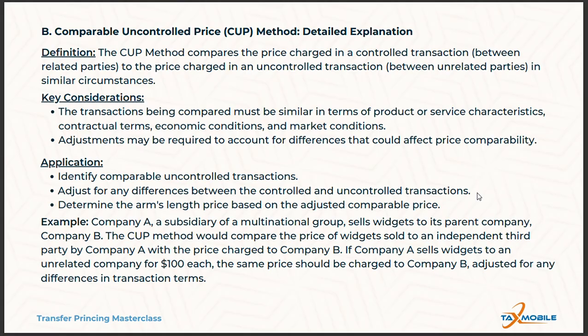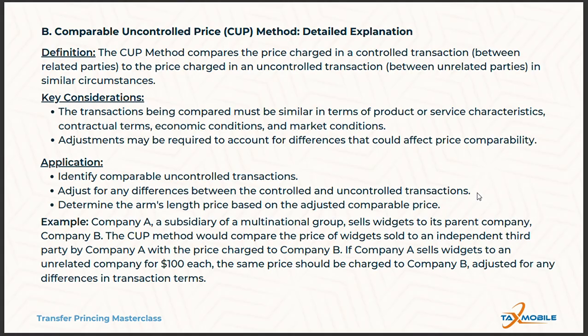So let's look at an example. Company A, a subsidiary of a multinational group, sells widgets to its parent company, Company B. The CUP method would compare the price of widgets sold to an independent third party by Company A with the price charged to Company B. So if Company A sells widgets to an unrelated company for $100 each, the same price should be charged to Company B, adjusted for any difference in transaction terms. So you should have adjusted for that, and you should ensure that it is the price that is being sold for an independent party that should also be considered.